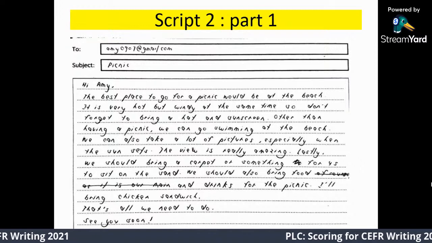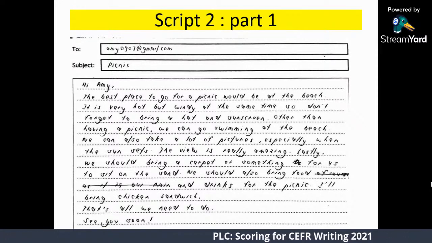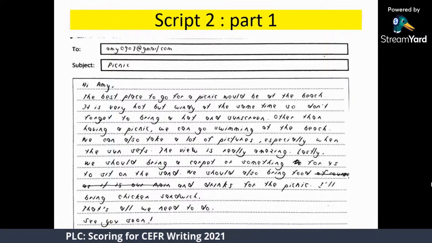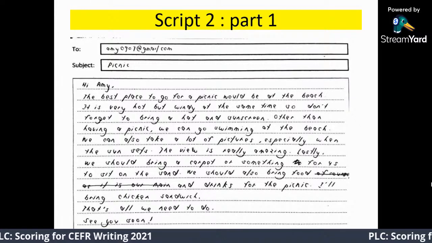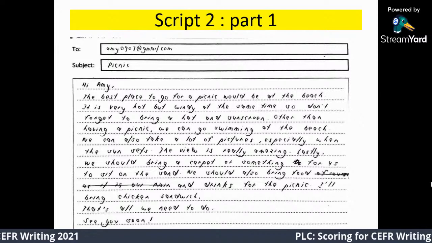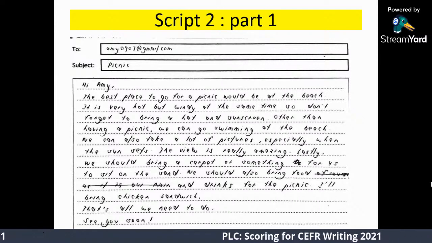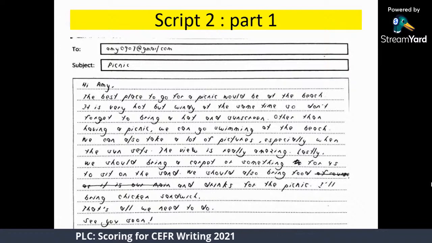Okay, the number gave a 5. And communicative achievement, it is communicating straightforward ideas. Okay, the best place to go for a picnic would be the beach. That's all we need to do. So CA was also 5.